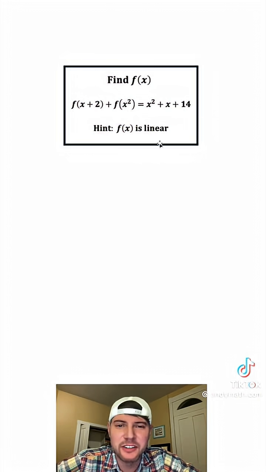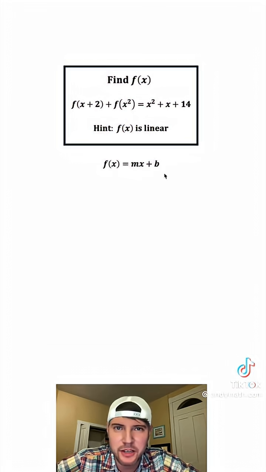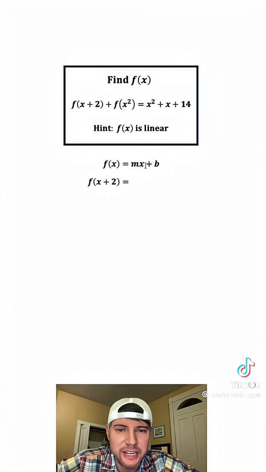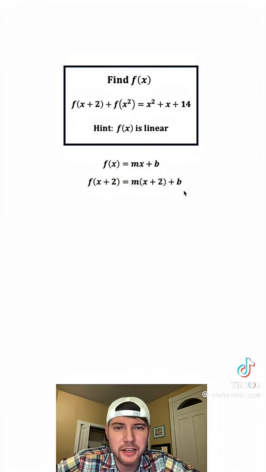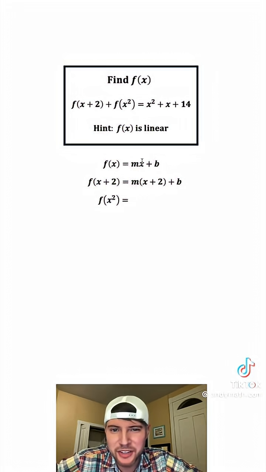So first, I want to start with the hint. Since f of x is linear, it can be expressed as f of x equals mx plus b. And we've got to figure out the values for m and b. Using this, we can express f of x plus 2 by plugging this x plus 2 into the x. It'll give us m(x plus 2) plus b. And we can do the same thing for f of x squared. In the place of this x, we can plug in x squared, and that'll give us m x squared plus b.